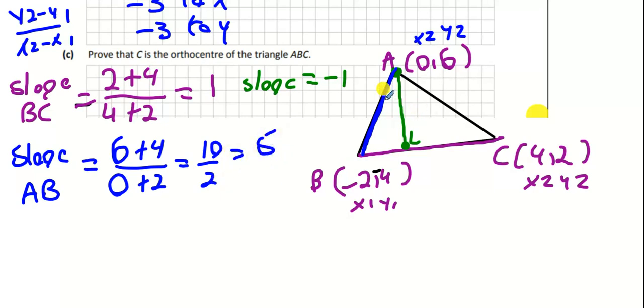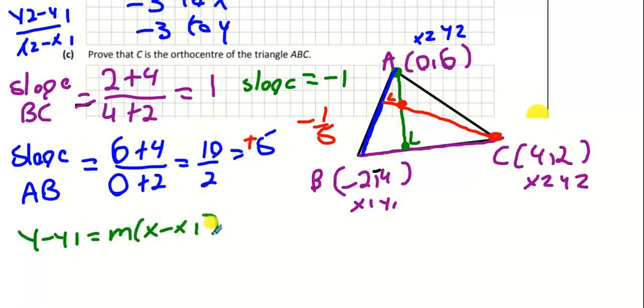Now, with this blue slope of 5, what we're going to do next is construct a red line that goes through C, which is perpendicular to the blue line, and it's going to have a slope of minus 1/5 when you turn it upside down and change the sign. Where the red line hits the green line is the orthocenter of your triangle. Next thing we're going to do is y minus y1 equals m into x minus x1, and we're going to do the equation of the line.